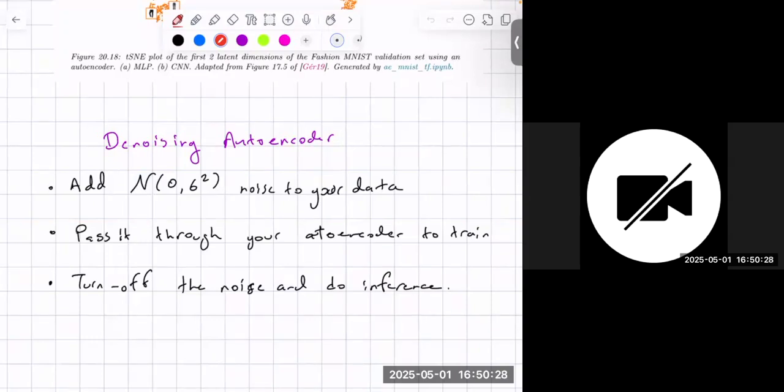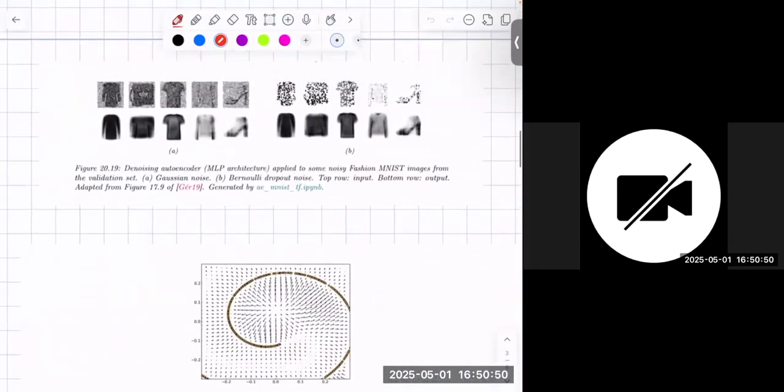Okay, because I was working with a student, he was training all these denoising autoencoders, not getting anything out of it. A month later, I realized he was forgetting to turn off the noise in the inference. So that's important. Okay? So you just put the noise in training. When you're going to actually use it, don't put more noise on top of what you already have. Okay, so that's a denoising autoencoder.